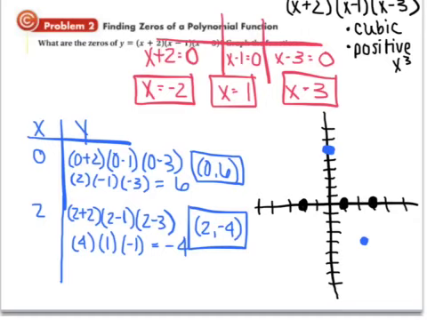And now it's like connect the dots. Think about what the end behavior is. We know the end behavior is down, up. So we start down, and then we go up, hitting all of our points. And you have just graphed yourself a cubic function. Pat each other on the back.